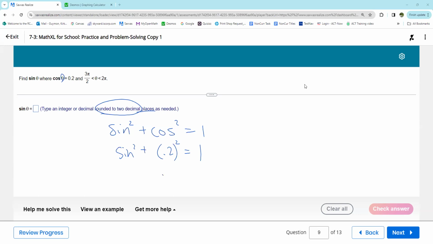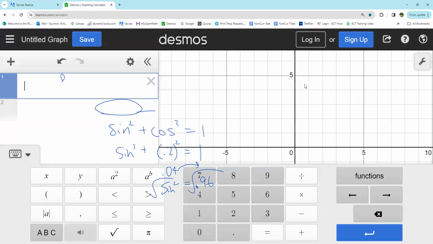So 0.2 times 0.2 is 0.04. Move that to the other side and subtract it. We'll have 0.96 as the sine squared. And then if we want a plain sine, we square root it. So the square root of 0.96, rounded to 2 places, is 0.979, so 0.98.